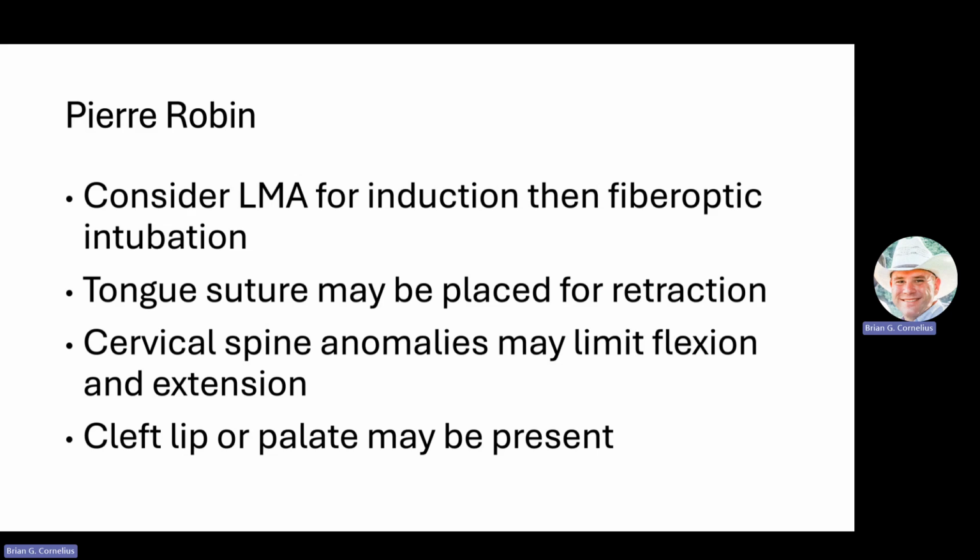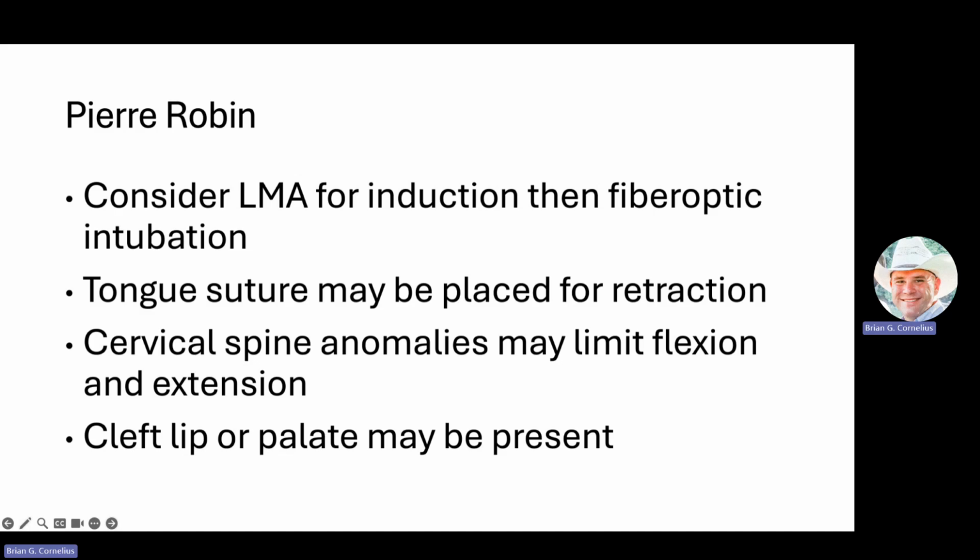For patients with Pierre Robin, as well as a lot of these others, I would consider putting an LMA in and then doing a fiber optic intubation through it. There's nothing wrong with that at all. Other things you can consider for these patients, utilization of a tongue suture to hold the tongue up out of place. And it's common for that to stay in place for quite a while after the procedure. It's not something that's necessarily just done for the case.